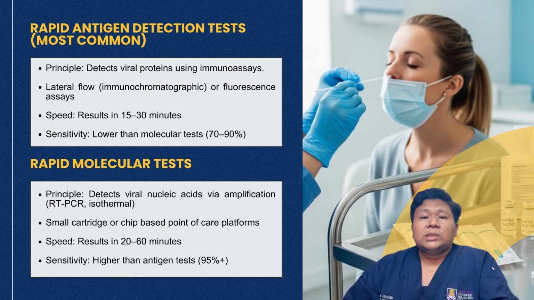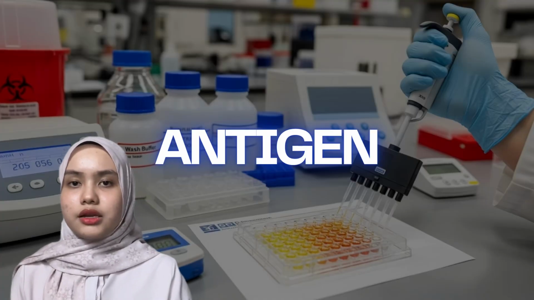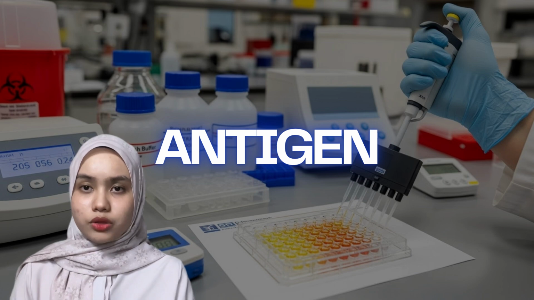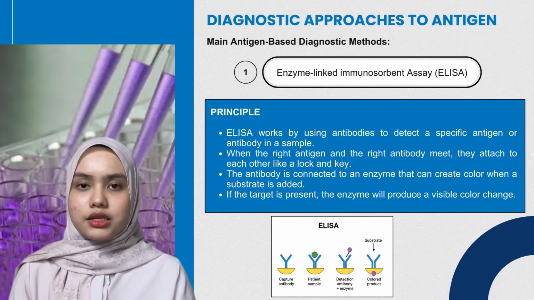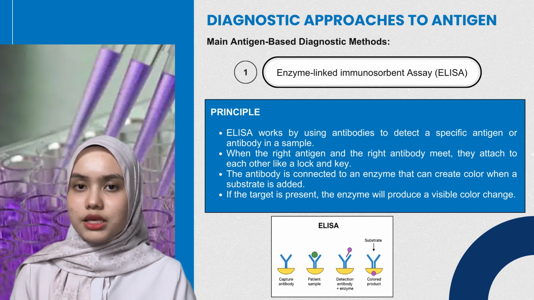But the reward is much higher sensitivity, often exceeding 95%. This means far fewer false negatives and more reliable diagnosis. Antigen-based diagnostic methods are widely used to detect specific pathogens in clinical samples. The two main methods are ELISA and the rapid influenza A and B test cassette.